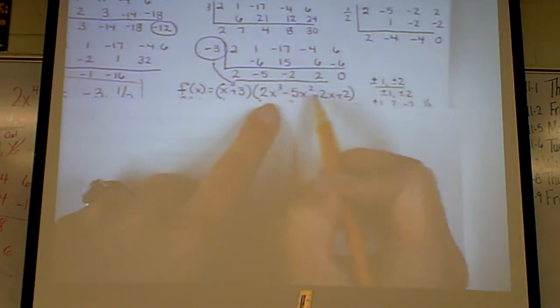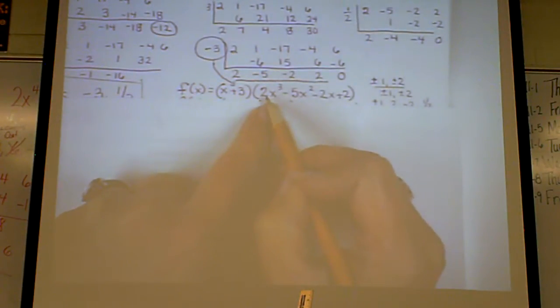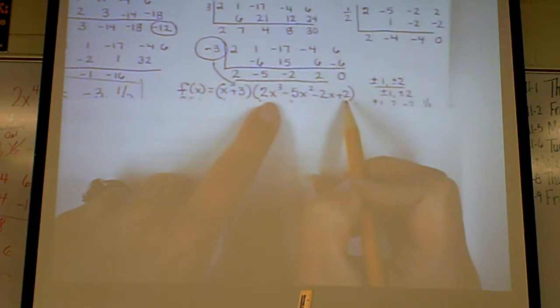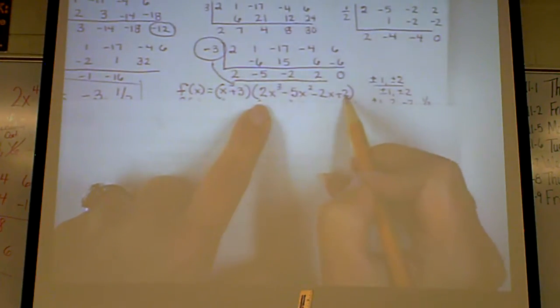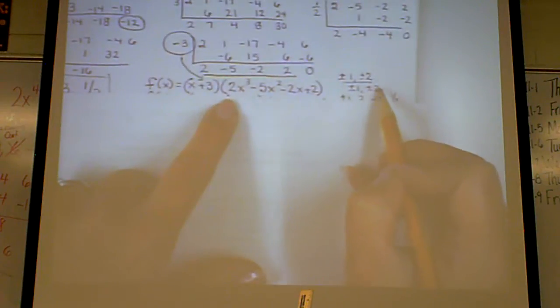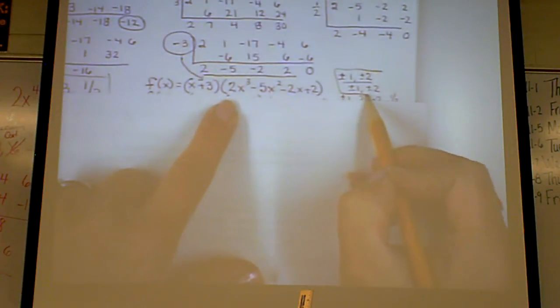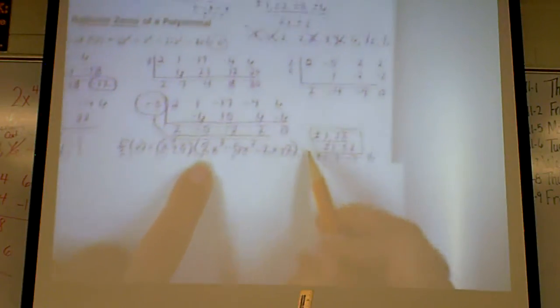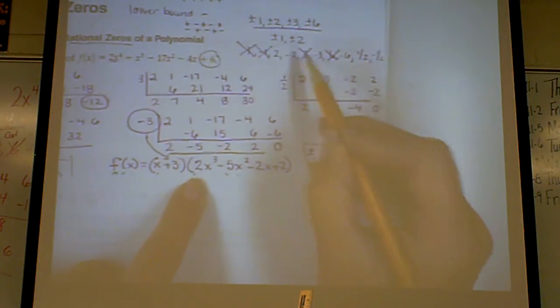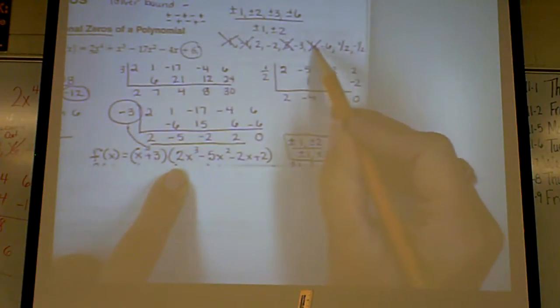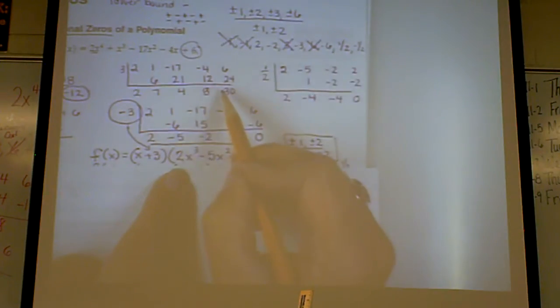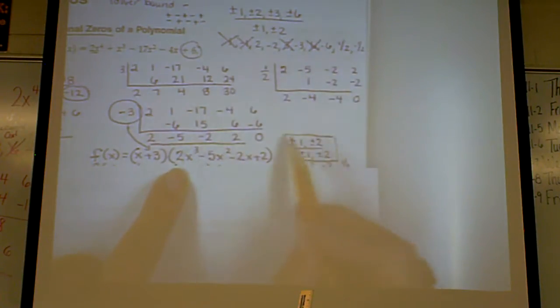Now everybody look at this right here. We are now trying to break this up. How are we going to break this up? Look at your constant and your leading coefficient. It's a 2 here and a 2 here. So your list of possible zeros has been reduced. Don't go back to this list of zeros. Especially in a situation like this, we don't have to test 6 or negative 6, even though we found it to be an upper bound, because it's not here.